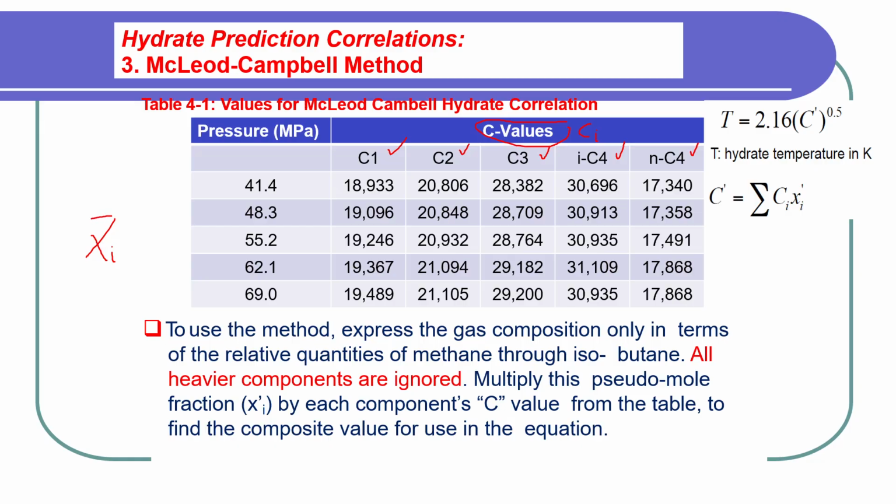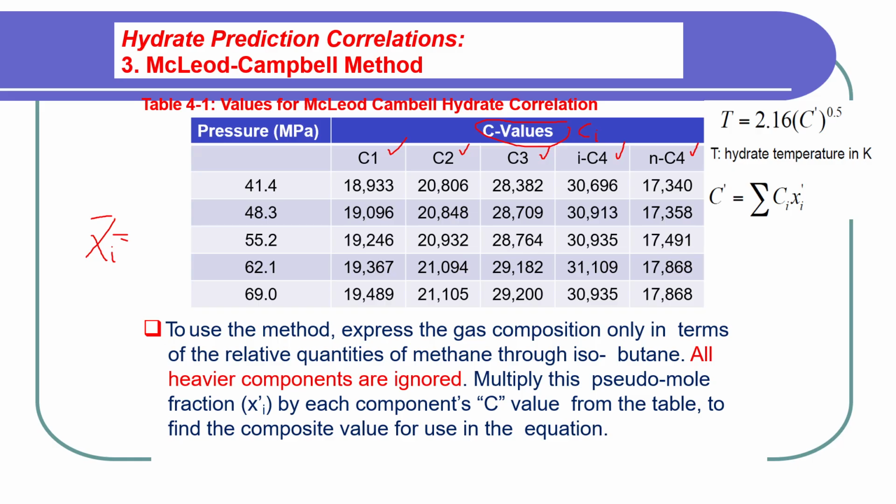pseudo mole fraction. Why do we call it pseudo mole fraction? Because we are excluding from our calculation all the heavier fractions. So we are basing the mole fraction on C1, C2, C3, IC4, and NC4, because these are the components that can be used to find, for example, the C value. So once you calculate the Xi, which is the pseudo mole fraction, for C1, C2, C3, IC4, or NC4, you multiply the pseudo mole fraction by the Ci value for each component, and then you can calculate the C prime. And once you get the C prime, you can calculate the hydrate temperature.